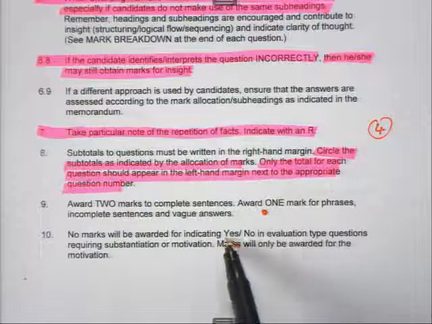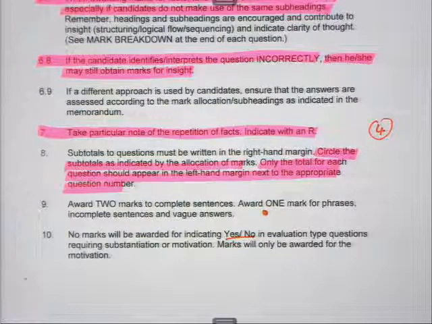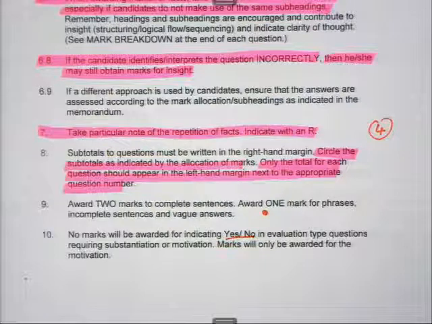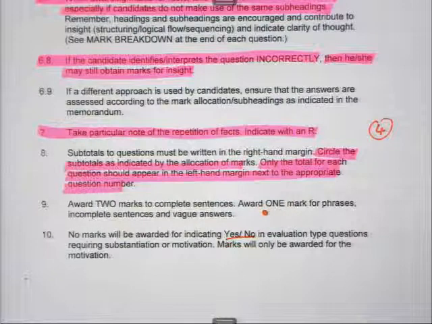Marks will only be awarded for the motivation. So you'll see when we get onto the memo with some of the questions, if a question requires a learner to take a stance to say yes or no, even if a learner indicates yes, there is no mark for yes, there is no mark for no, but the motivation is what will be awarded marks.